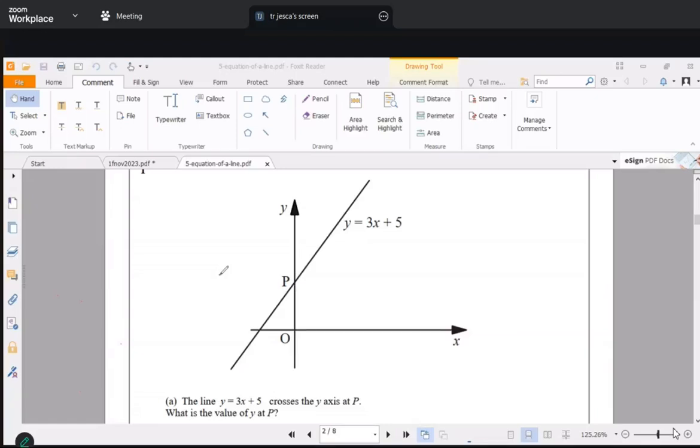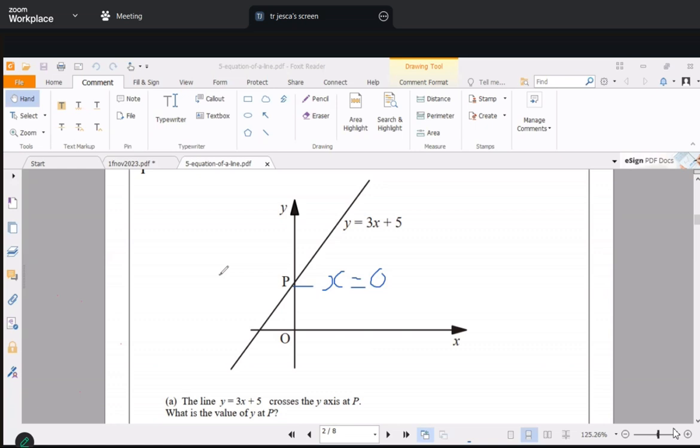At the point where the line passes through the y-axis, the value of x is usually equal to 0. That is something you are supposed to get from that statement, so that you can use it to calculate the value of y. So the moment you identify that at point P, the value of x is equal to 0.